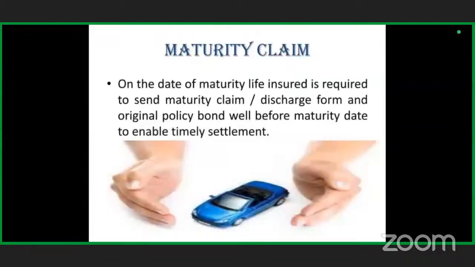Then coming to the maturity claim. Before the date of maturity, the life insured is required to send the discharge form and original policy bond well before the maturity date to enable timely settlement. A maturity claim is nothing but, the term is completed, then we are asking for the payment. The insurance policyholder is asking for the payment, then the company has to pay the amount on time.